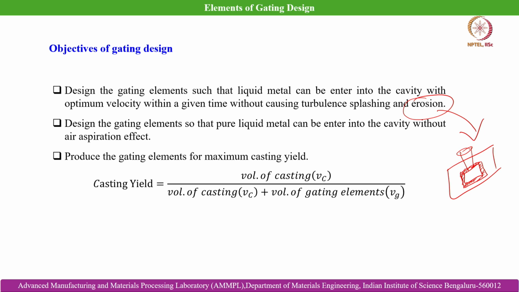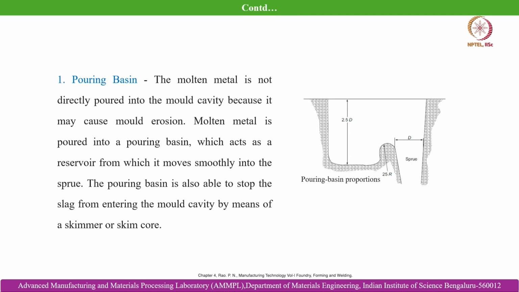So, because that can decrease the casting yield significantly. Now we will try to discuss individually the importance of the different subsystems of the gating system. Here comes the first in the list, the pouring basin.